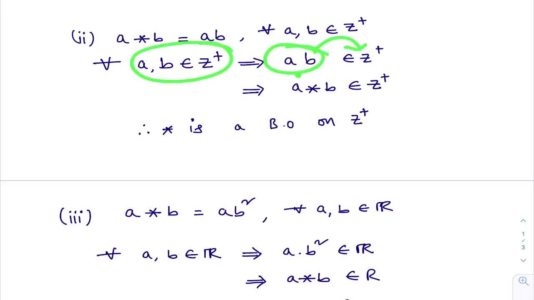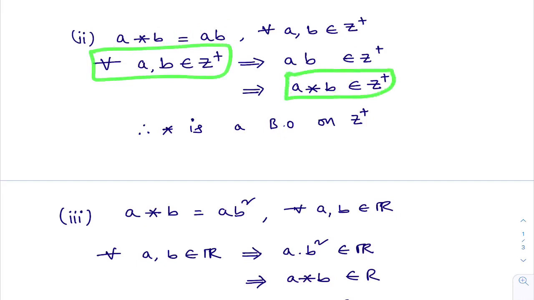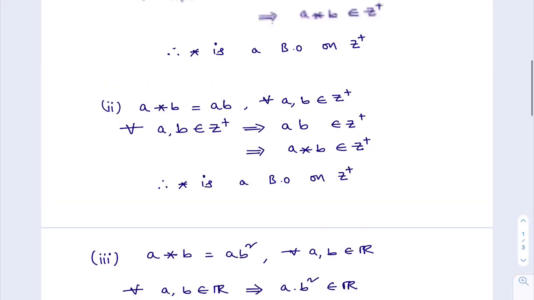Yes, we can easily say that ab is a positive integer. As per the question, what is ab? Ab is nothing but a star b. So for any a comma b belongs to Z plus, a star b belongs to Z plus. So from this I can say that it is a binary operation on Z plus, because it is satisfying the definition of binary operation.